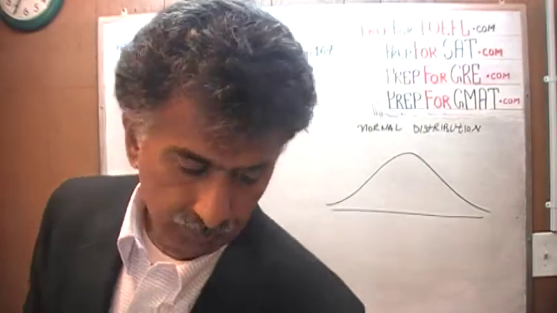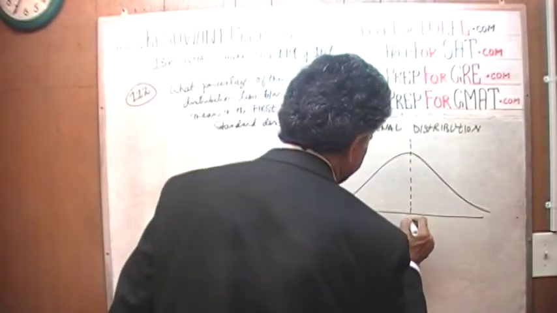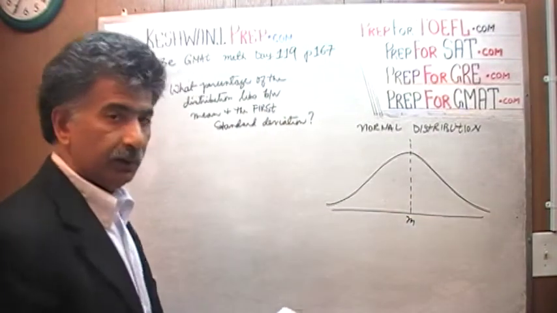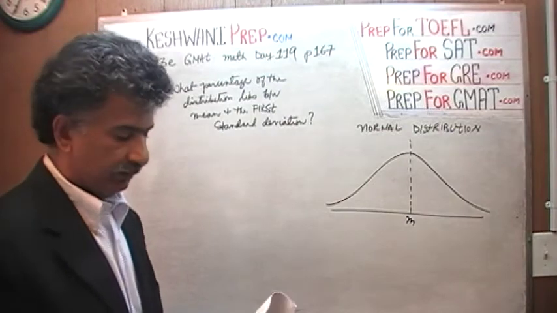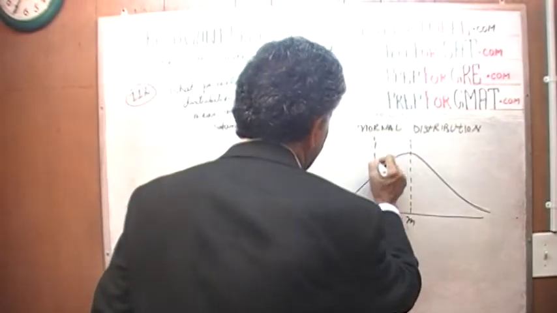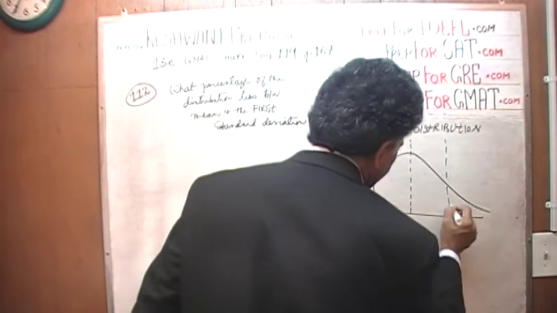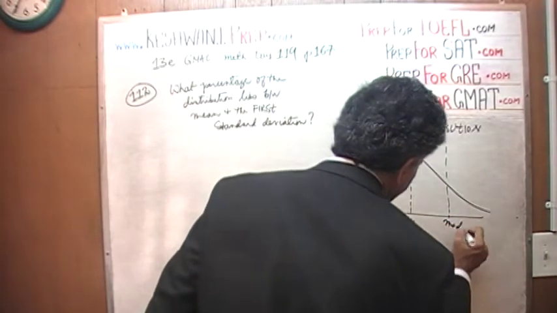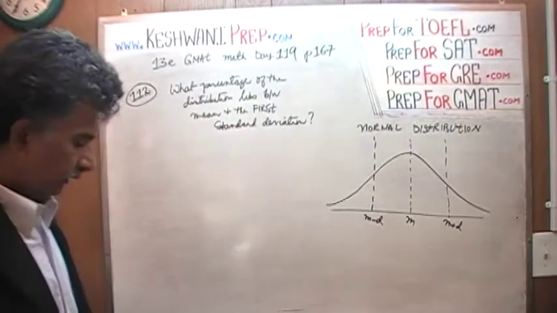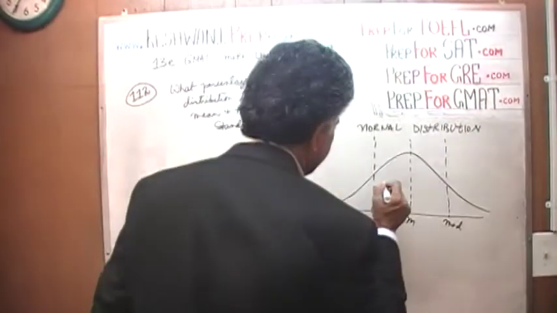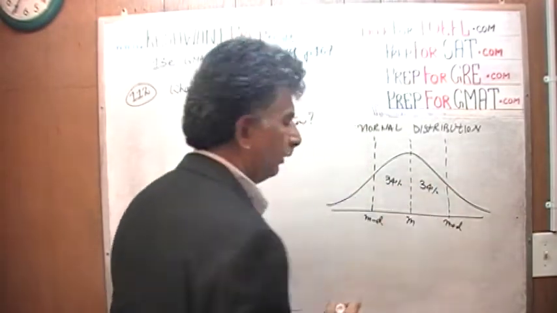Normal distribution looks something like this. Here's your mean, the peak is the mean. And the characteristic of normal distribution is that once you go from the mean in either direction, this is the mean plus the first standard deviation, this is the mean minus the first standard deviation. When you are in this range, we capture 34% of the population on either side.